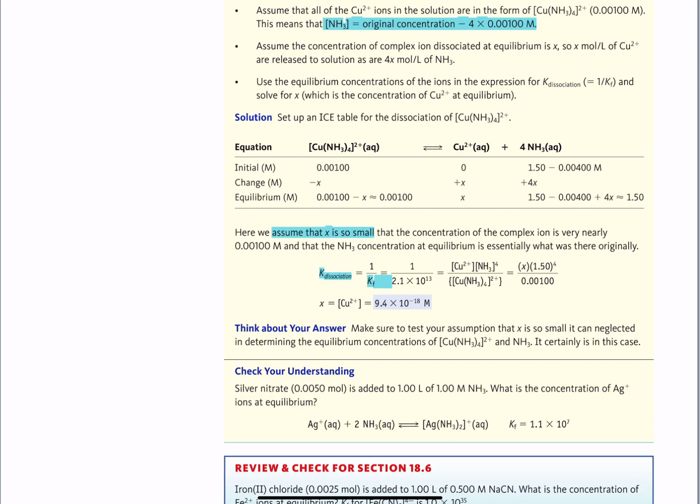So again, when you're forming your complex ion, you use the formation constant. When you're taking the complex ion apart, you use the reciprocal of the formation constant.